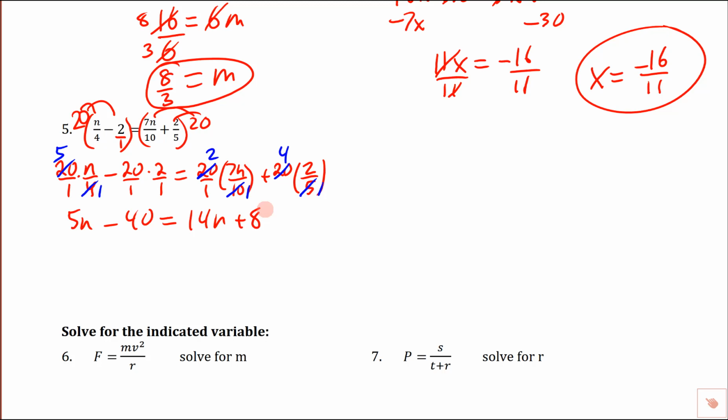And then we just solve it like we would any other equation. So I'm going to move this one right here. So I'm going to move the 5n, which means we're going to move that 8, that constant, over to the other side. So we're going to subtract 8.